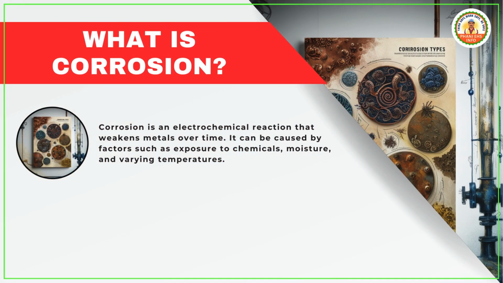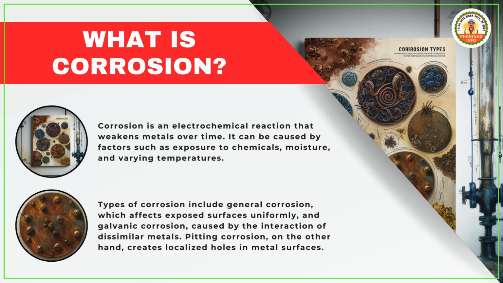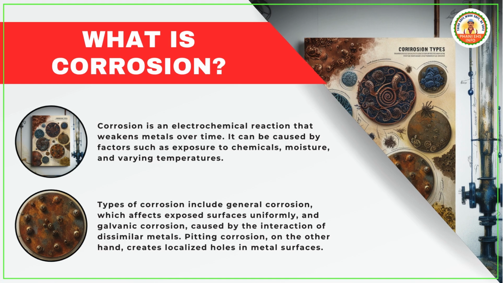Corrosion is an electrochemical reaction that weakens metals over time. It can be caused by factors such as exposure to chemicals, moisture, and varying temperatures. Types of corrosion include general corrosion, which affects exposed surfaces uniformly, and galvanic corrosion, caused by the interaction of dissimilar metals. Pitting corrosion, on the other hand, creates localized holes in metal surfaces.